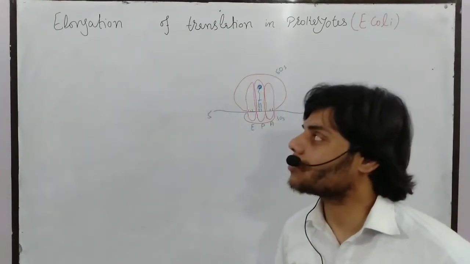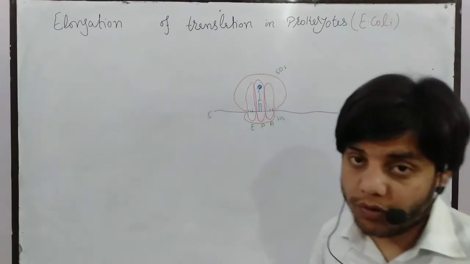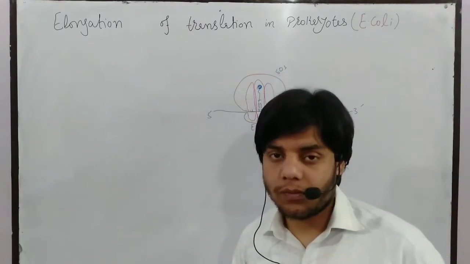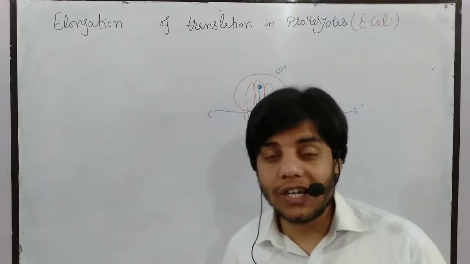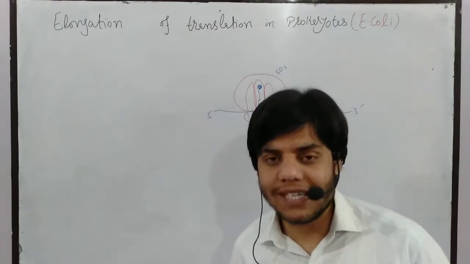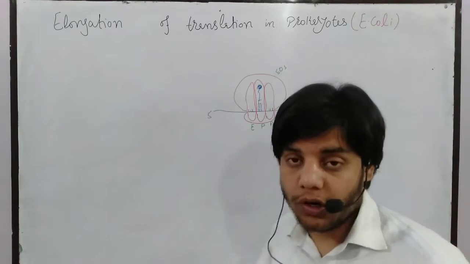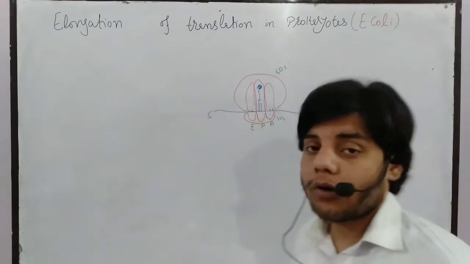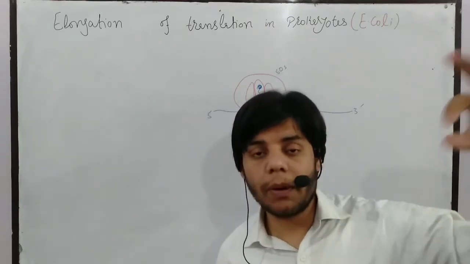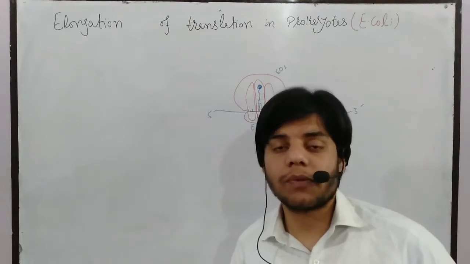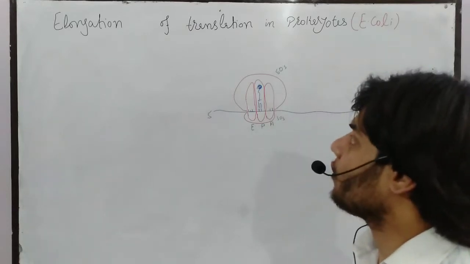First of all, let me talk about the introduction of elongation of translation. Now, what is elongation of translation? Elongation of translation is the stage of protein synthesis in microbes in which the peptide chain is formed. And how is it formed? When the amino acids are connected to each other, a long peptide chain is formed, and after that this peptide chain is released and further used for the protein. This is called elongation of translation.